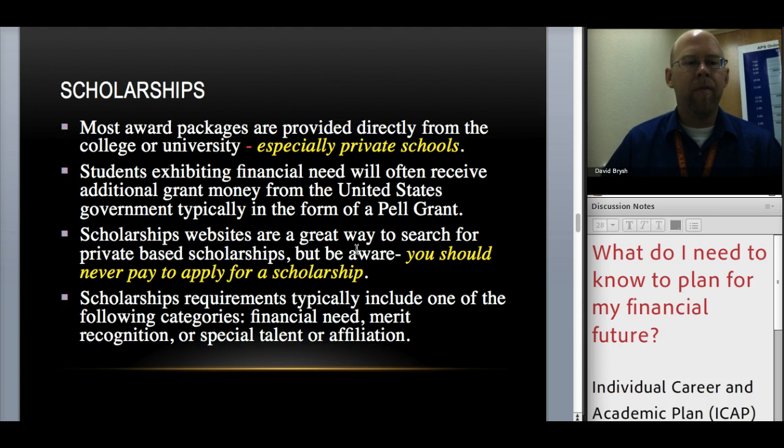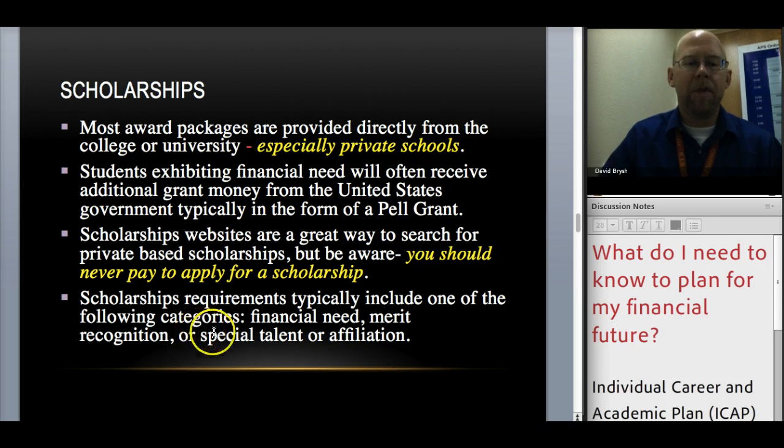And then, scholarships come in a couple of varieties. One is financial need. If your family really has financial need, then you're going to be available for a whole bunch of scholarships. If you do great things, that's what merit recognition is. You have accomplished some great things as a student. Your GPA is high, your ACT scores are great. Maybe you've done some community service. All those things are merit.